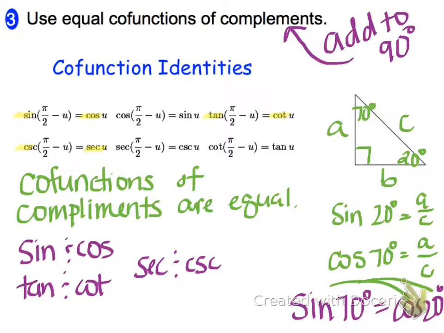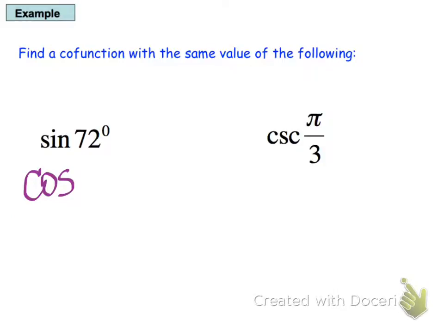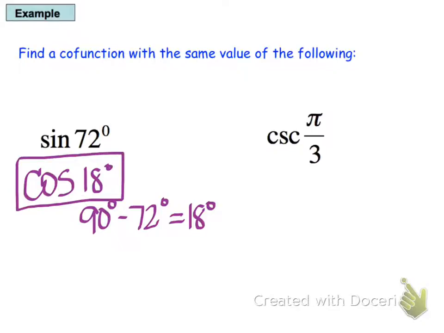Let's look now at how this is used in an example. We want to find a cofunction with the same value as the sine of 72. First off, sine's cofunction is cosine. Now the other thing I need is its complement. So we're going to take 90 degrees and subtract 72 from it, and we get 18 degrees. So that means that the cosine of 18 degrees has the same value as the sine of 72 degrees.